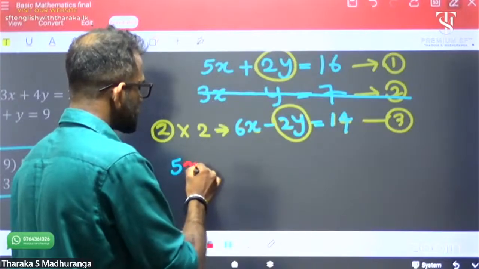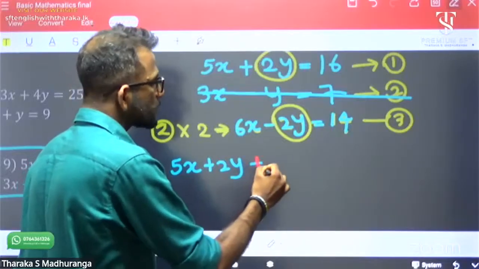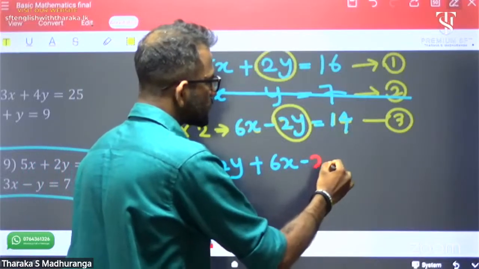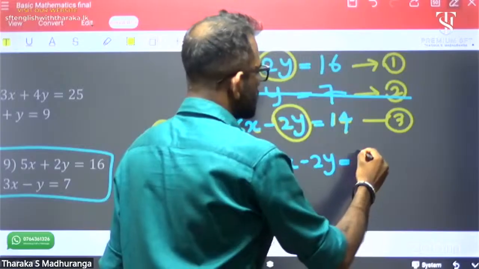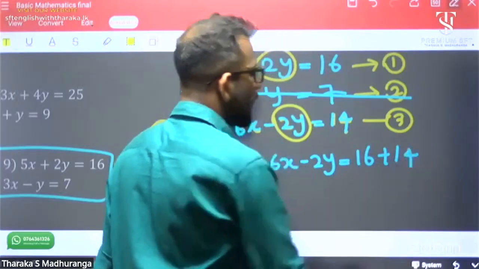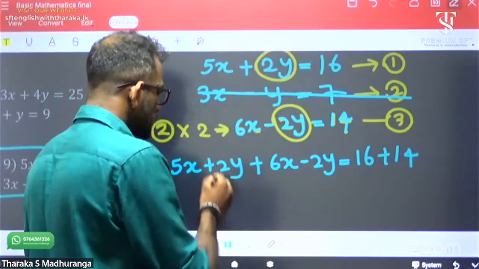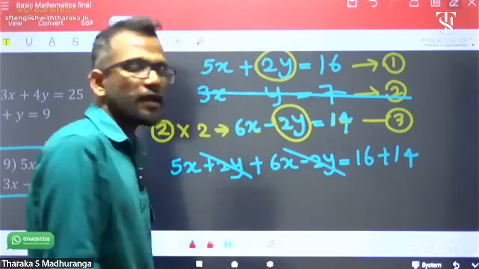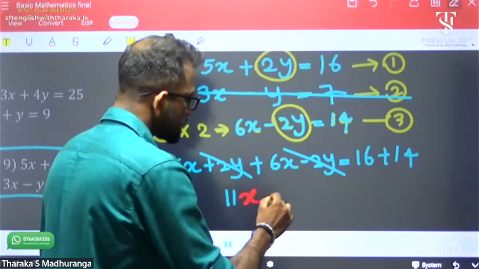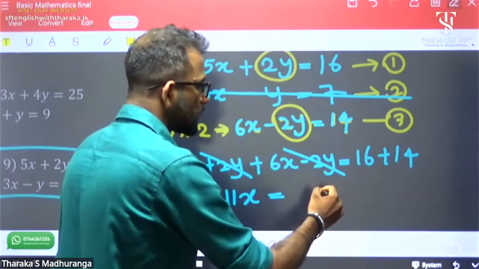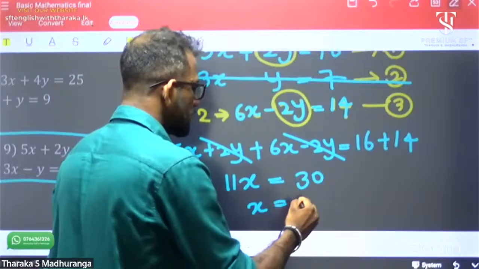5x plus 2y plus 6x minus 2y equals 16 plus 14. Adding. Now what happened? Plus 2y and minus 2y cancel. Now 5x plus 6x is 11x equals 16 plus 14, 30. x equals 30 over 11.